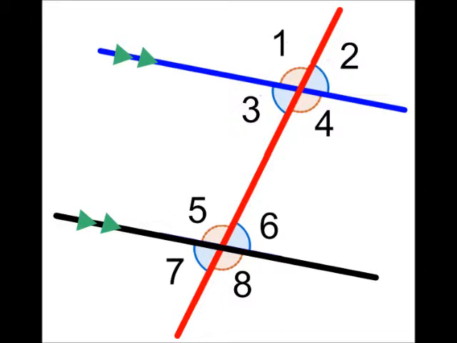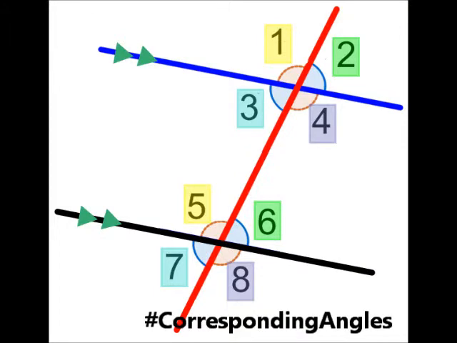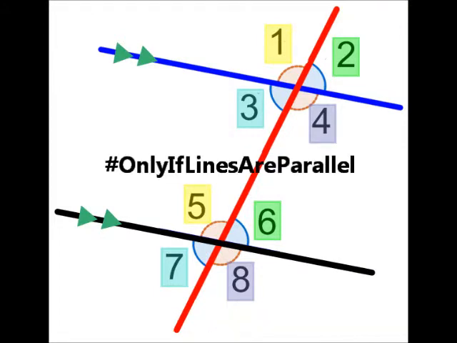I think I got it, but just in case, could you start from the top and put it in terms I understand? Hashtag I'm kinda slow. Hashtag 1 and 5, hashtag 2 and 6, hashtag 3 and 7, hashtag 4 and 8, hashtag congruent, hashtag special, hashtag angle pairs, hashtag corresponding angles, hashtag only if lines are parallel. Ooh, got it. Any more stuff? Hashtag can I go yet?